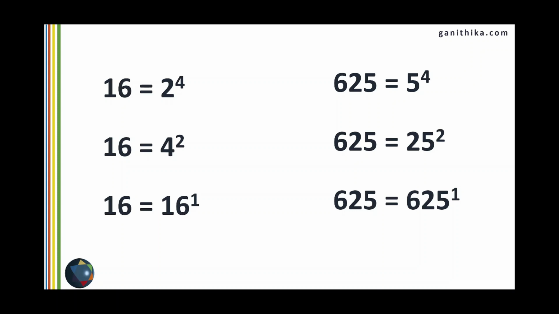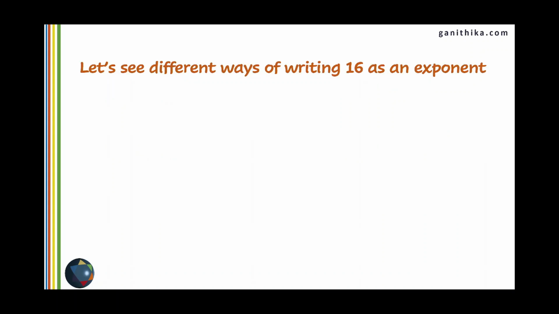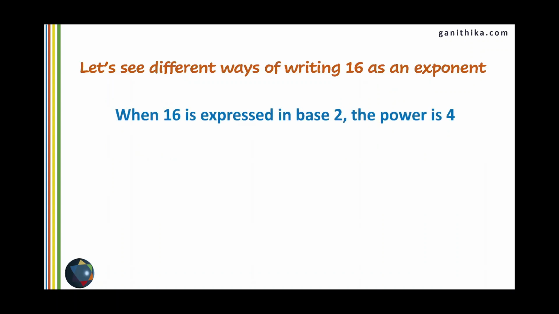So you notice that the same number can be written in three different exponential forms depending upon the base in which you are expressing it. Now let's see this in detail. The first statement is, when 16 is expressed in base 2, then the power is 4, which means 2 to the power of 4 is equal to 16. The power is 4 when 16 is written in the base 2.